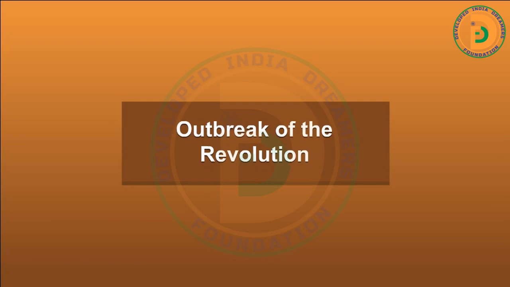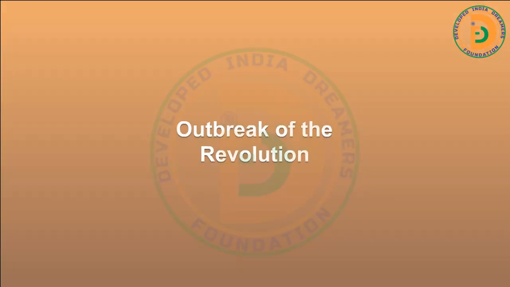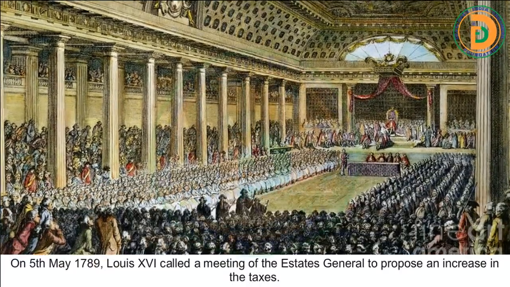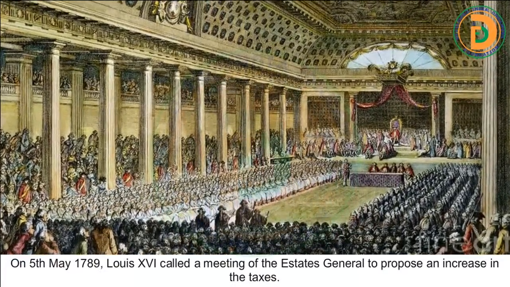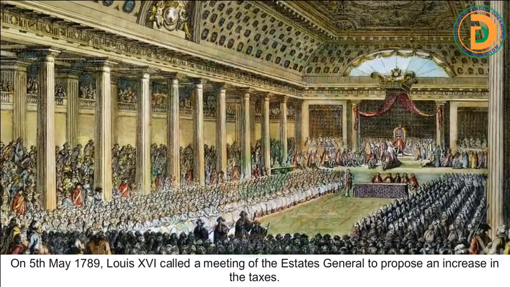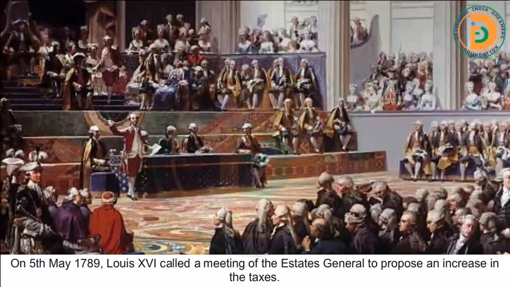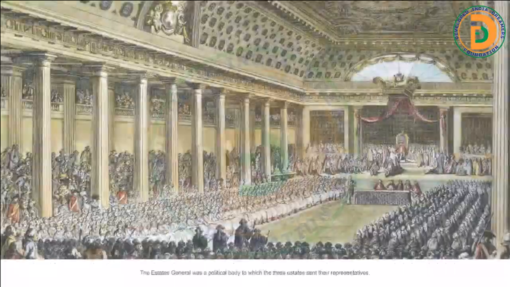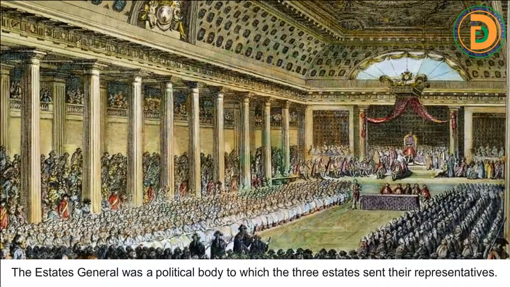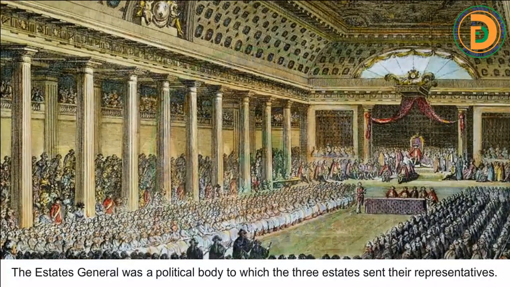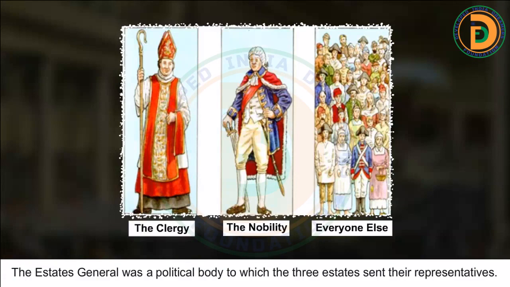Outbreak of the Revolution. On 5th May 1789, Louis XVI called a meeting of the Estates General to propose an increase in the taxes. The Estates General was a political body to which the three estates sent their representatives.